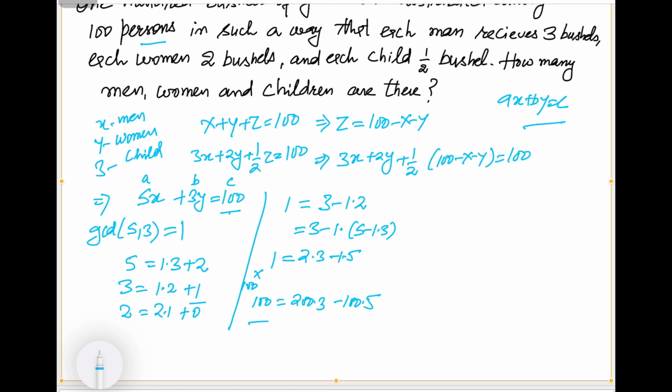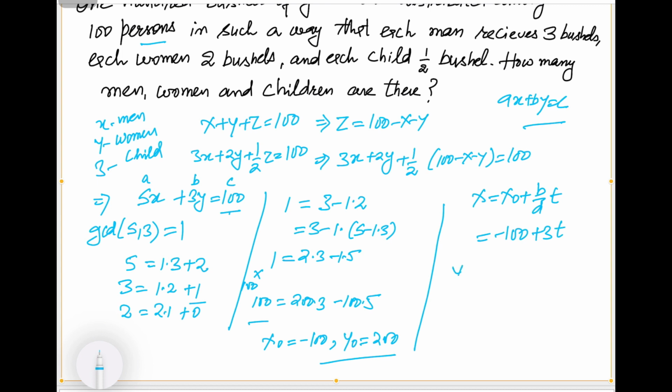So x naught comes out. x naught is the coefficient of 5, so that is minus 100. And y naught is the coefficient of 3, that is 200. So this is how we get the particular solution. Now the general solution is x is equal to x naught plus b by d times t. Here d is 1. So very easily this is minus 100 plus 3t, and y is y naught minus a by d t, that is 200 minus 5t, where t belongs to Z.